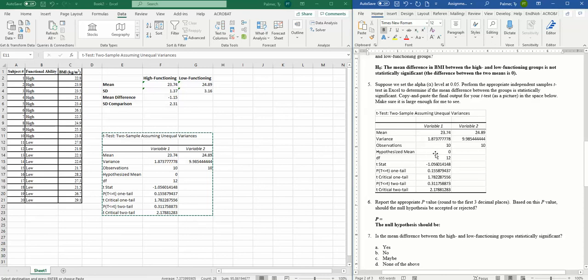The hypothesized mean difference, remember we inputted that earlier. The hypothesized mean difference is 0, okay, for the null hypothesis. So that's what that is. DF, okay, DF, what is that? DF is the degrees of freedom.